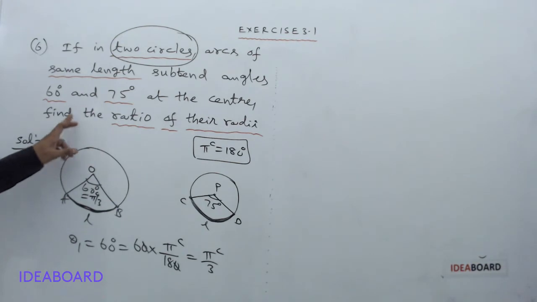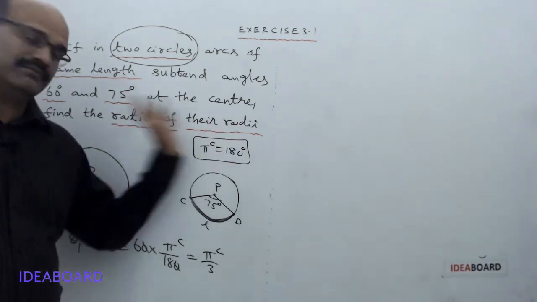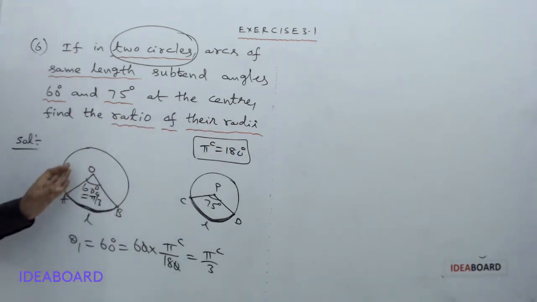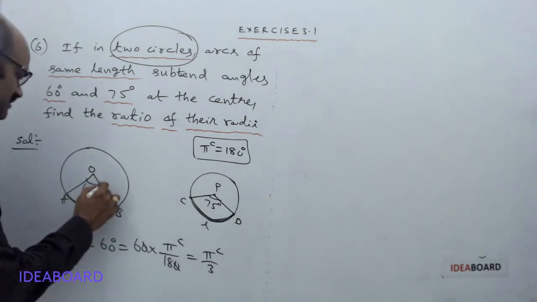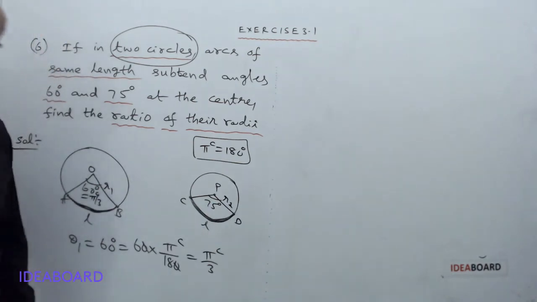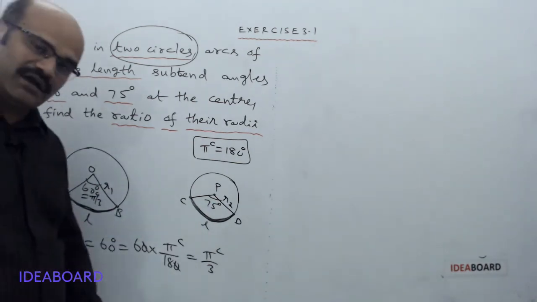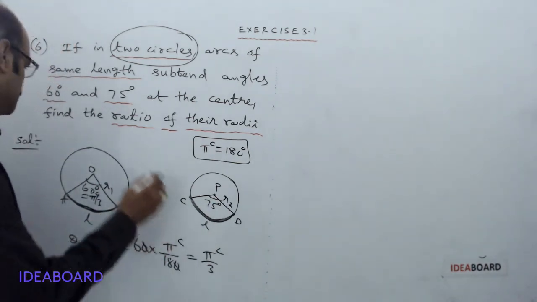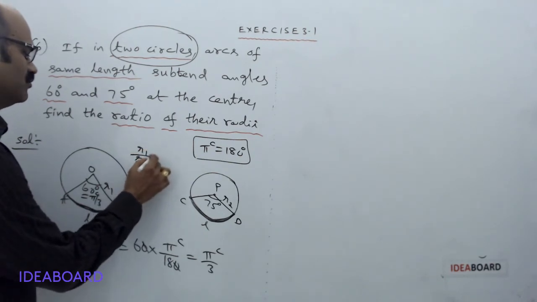Now here we have to find the ratio of their radii. Radius is not given here. So let me take the radius of this one equal to R1. Let me take the radius of this one equal to R2. Here we have to find R1 by R2. Our target is R1 by R2 value.